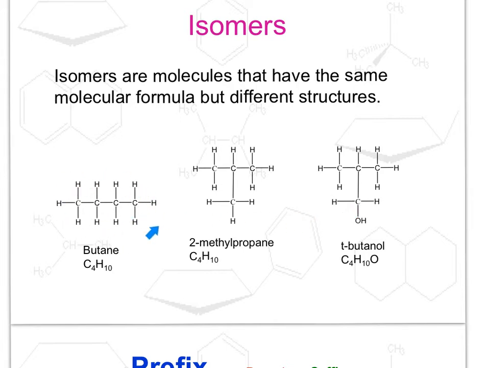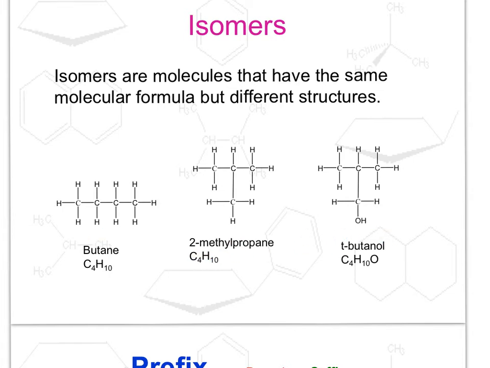This is called butane. This is called 2-methylpropane, and this is called tert-butanol. 2 of these 3 are isomers of each other. Which 2 are isomers of each other? Well, even though these look very similar, they are not isomers of each other because they have different formulas. This is C4H10, this is C4H10O. Those are different, so those are not isomers of each other.